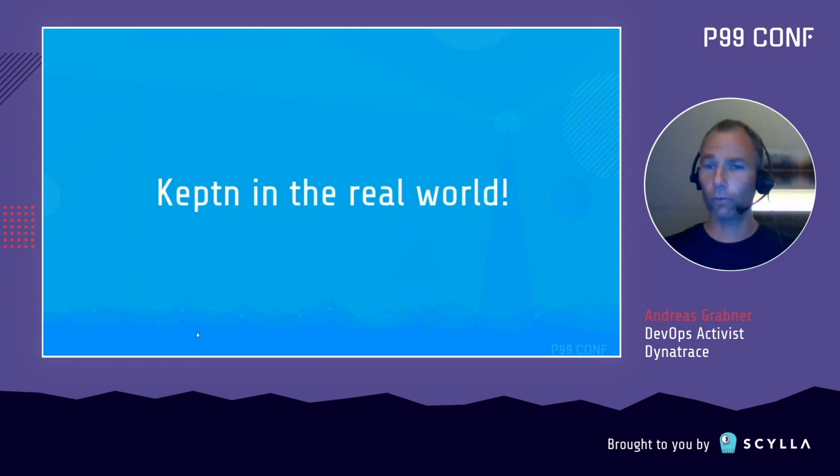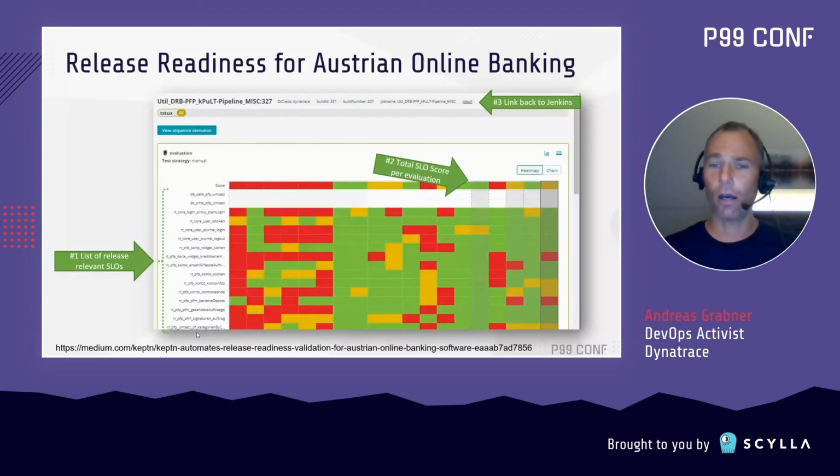Now, Keptn in the real world. What I showed you so far are examples, but there are real world examples out there. For instance, I am from Austria. The Austrian software organization that is building most of the online banking software for most Austrian banks is using Keptn to automatically validate every release of their e-banking software.